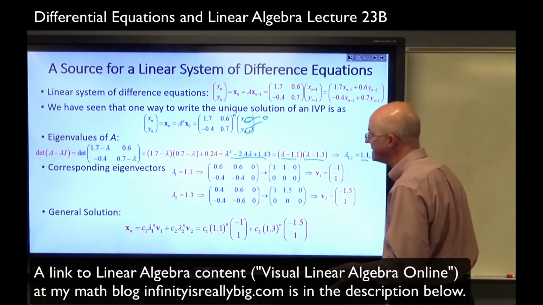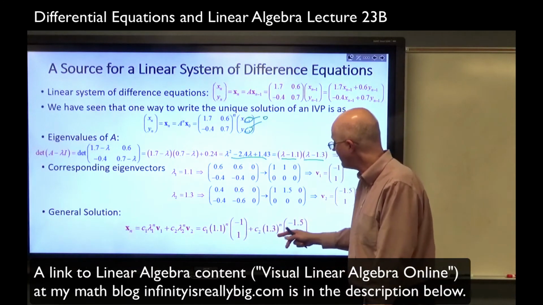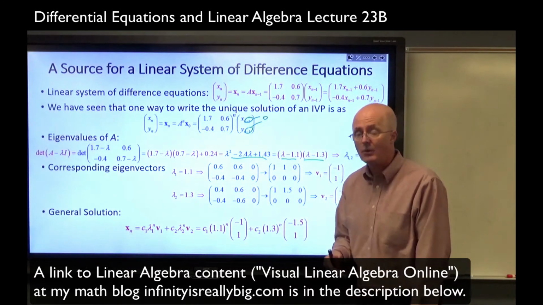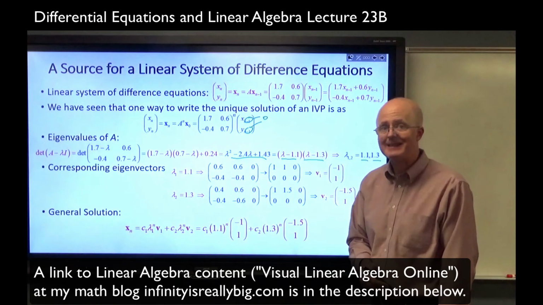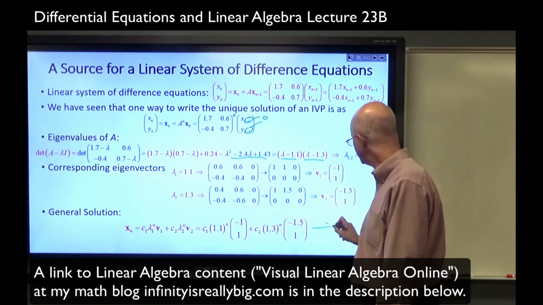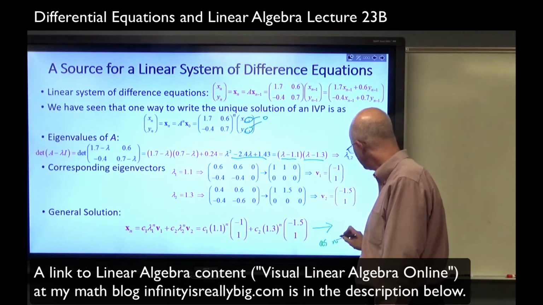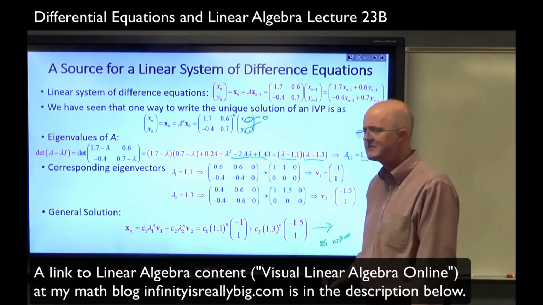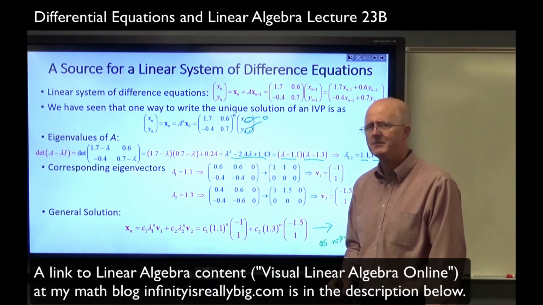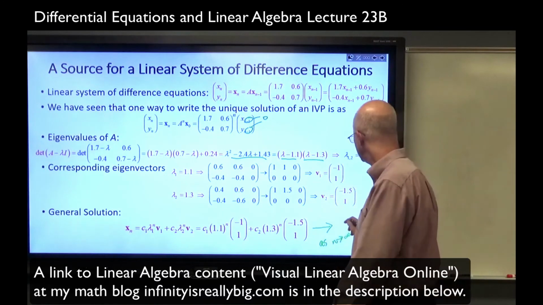The details are here for you to check, but I'm not going to go through them. 1.1 to the n and 1.3 to the n go to infinity as n goes to infinity. This thing goes off to infinity as n goes to infinity. Should I write the infinity as a vector, the infinity comma infinity vector? Don't worry about it. You can just put an infinity.